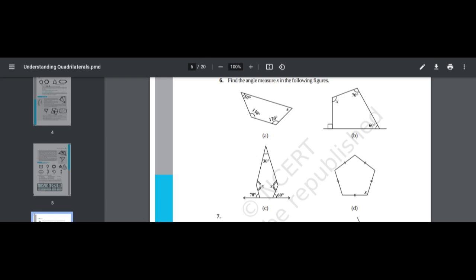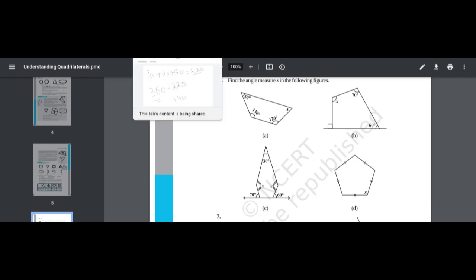On the third figure, we have 70, 60, and 30, and the total is 160. We have to find the values of both x. 200 degrees, 100 to each. For the D figure, what will it be?